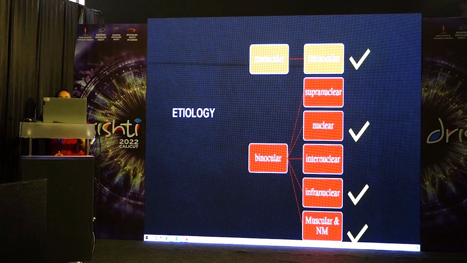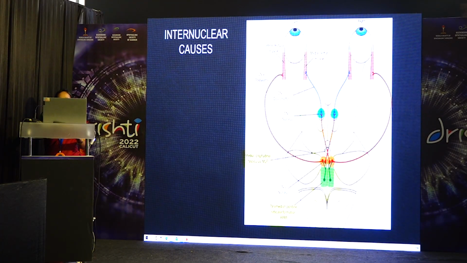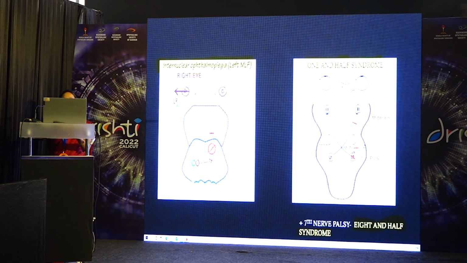With this, we will be able to cover most of the causes, but still we may not be in a position to tell what is the cause of diplopia. We should think of supranuclear lesions and internuclear lesions. In internuclear reasons, the lesion will be at the level of the MLF or at the paramedian pontine reticular formation. In case of MLF, there will be an adduction defect of the ipsilateral eye, and when the ipsilateral MLF and PPRF are involved, it's called the one-and-a-half syndrome. Along with that, if there is a seventh nerve palsy, it's called the eight-and-a-half syndrome.